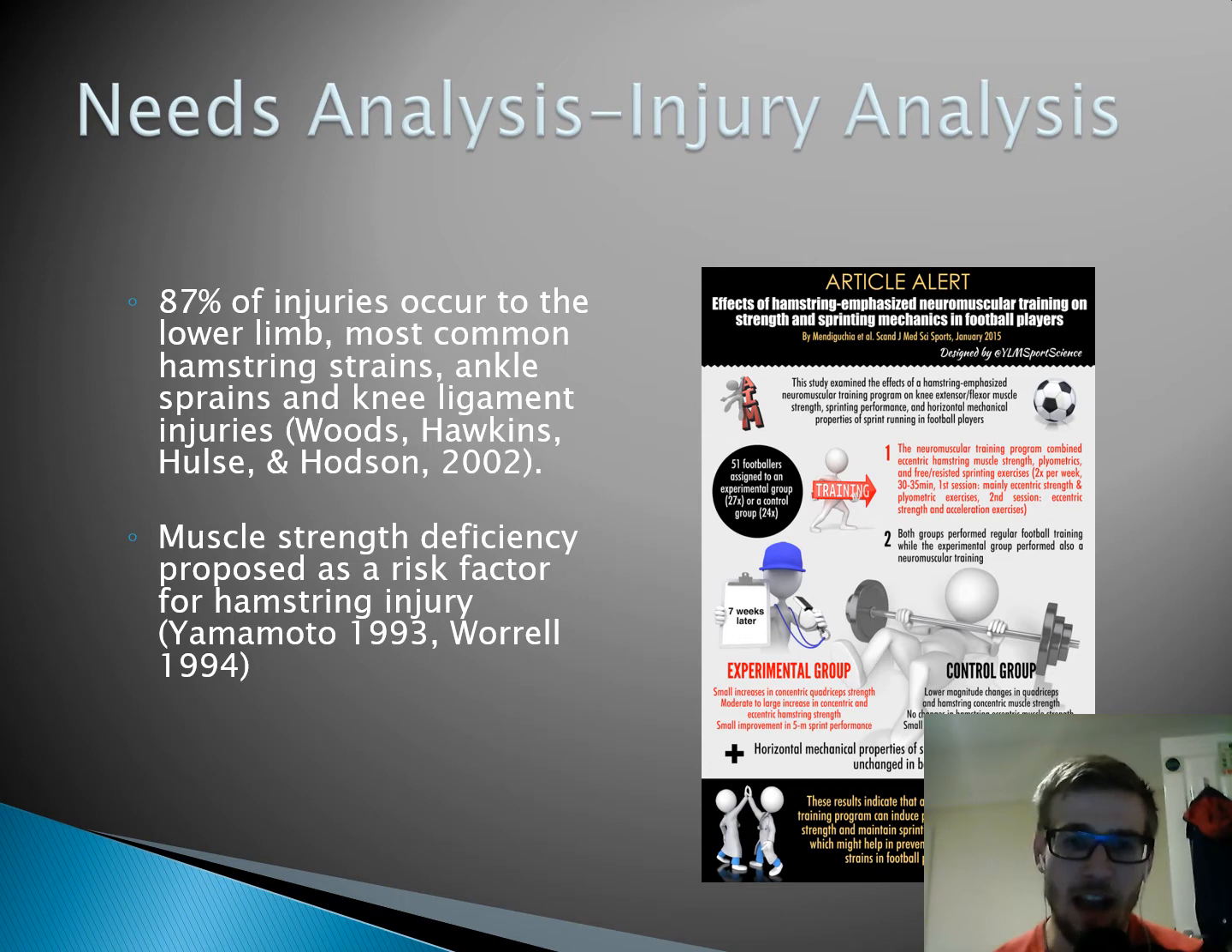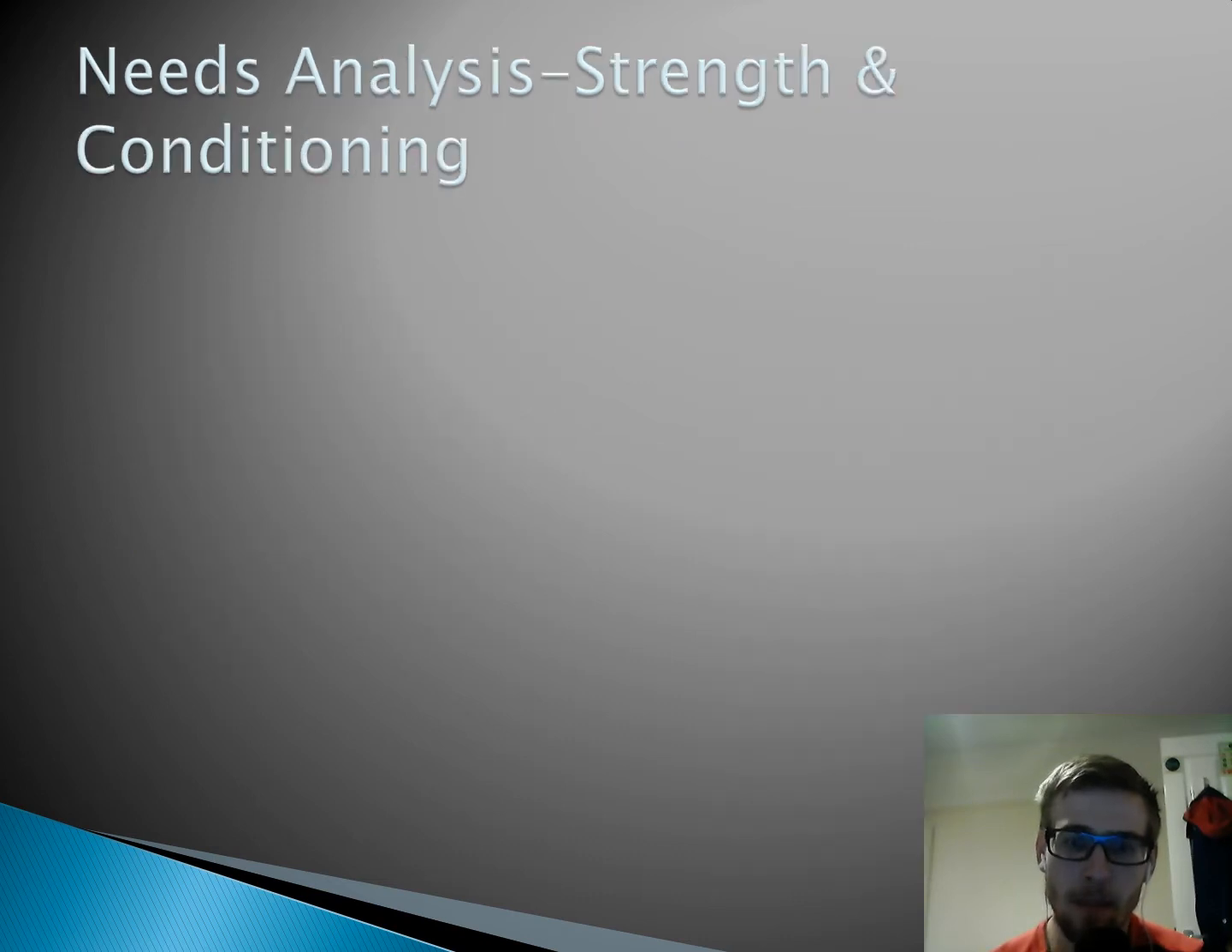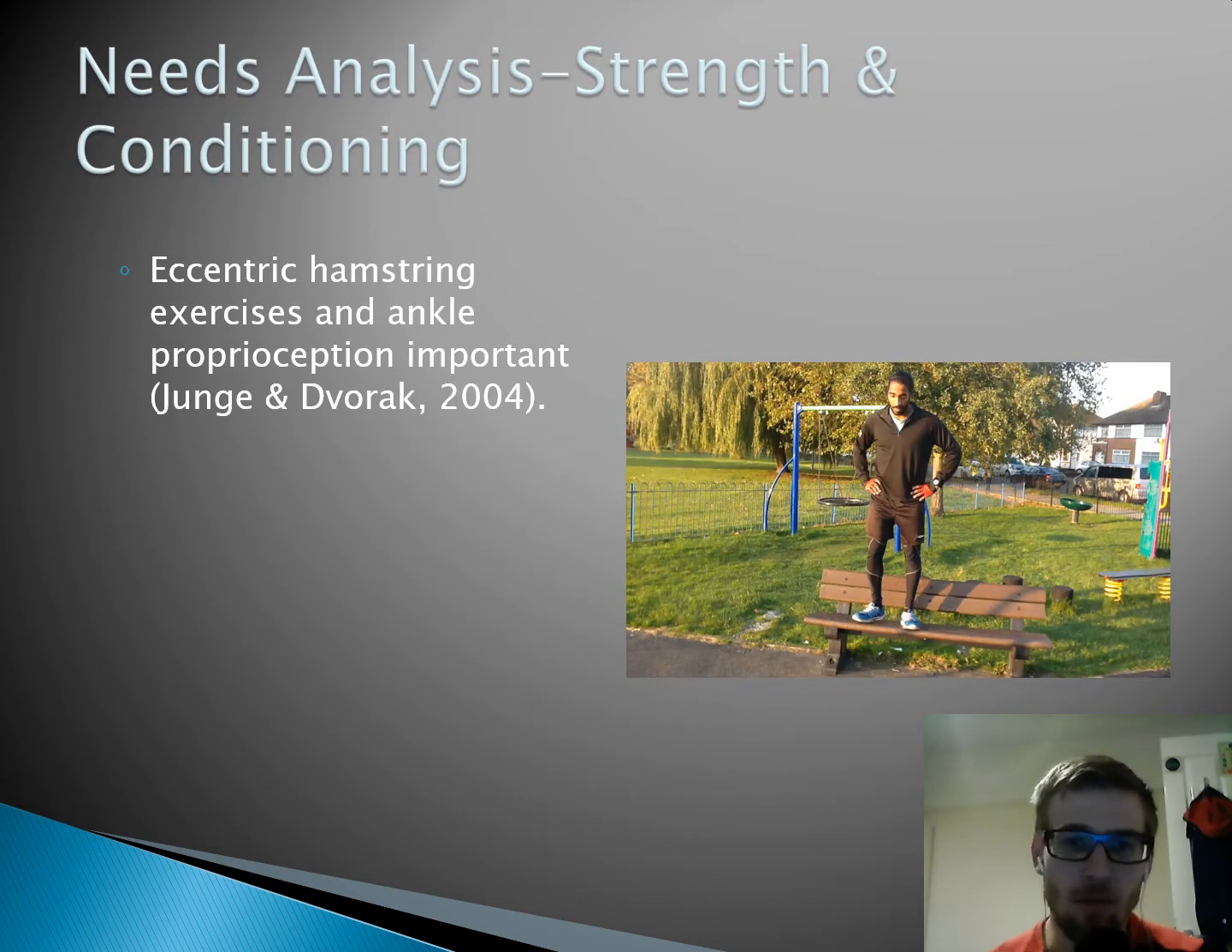This is where exercises like Nordics and hamstring sliders have received a lot of traction in the last couple of years, because we want that strength at end range and we want the ability of the hamstring to control rapid decelerations. From a strength and conditioning perspective, we want to focus on eccentric hamstring strength and the ability of the athlete to sense where their ankle is in time and space.